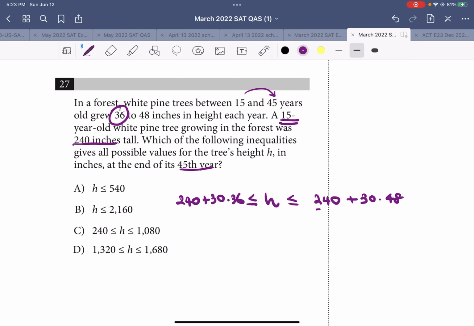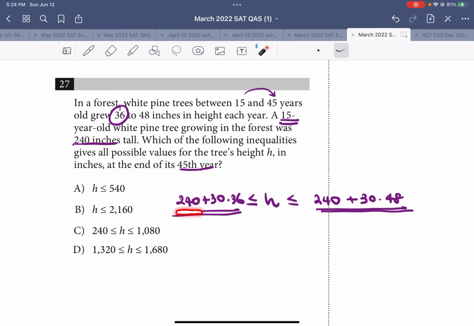So that represents the maximum height possible, and this represents the minimum height possible based on the data. Okay, let me repeat that. So 240 inches in the year 15. Now from 15 to 45, 30 years later, each year it could grow 36 or 48. So minimum 36 every year and maximum 48 every year.